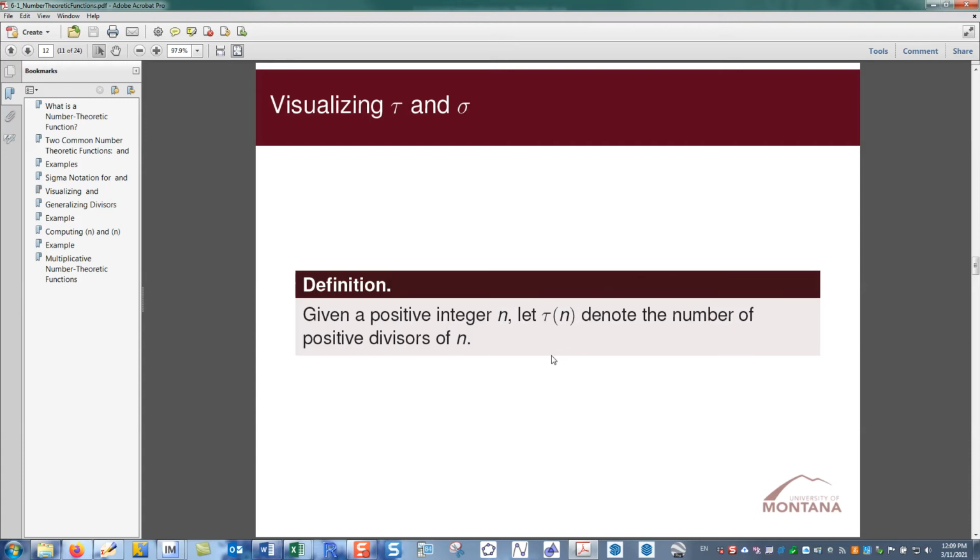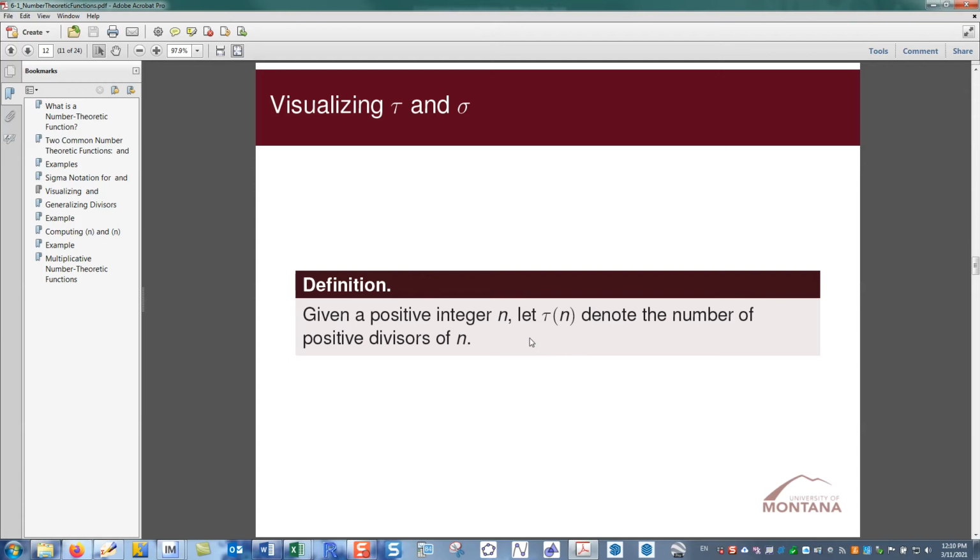So let's visualize this. Remember the definition: if we have a positive integer n, then tau of n denotes the number of positive divisors. Do you have a sense of what this is going to look like? I'm going to go ahead and plot this in the next slide. So n along the horizontal, tau of n along the vertical or the y-axis. Kind of get a picture in your head of what you think this looks like. We know that it's going to be jagged. We also know that it's going to somewhat increase.